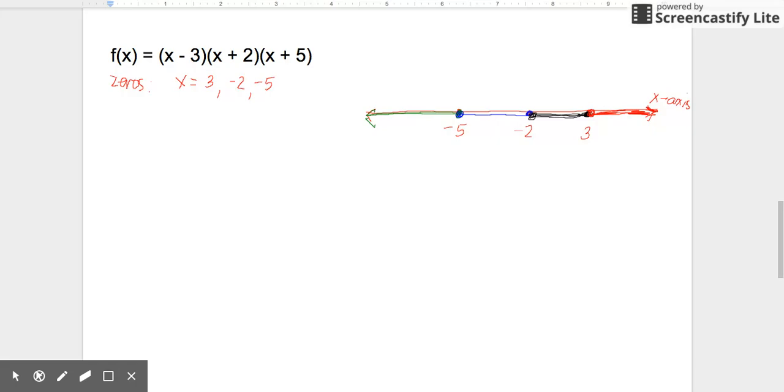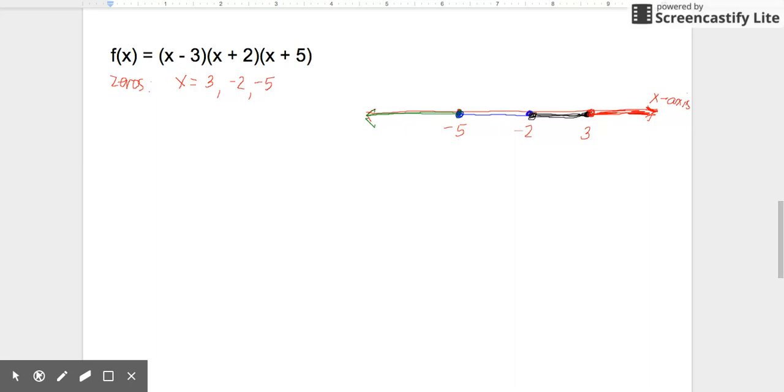Okay, so now how do we graph? We need to know what is the sign of the function in each interval. If the function is positive, then it will be above the x-axis. If the function is negative, then the graph is going to be below the x-axis. So in the green interval, we have to pick a number in this interval and plug it into f of x so that we can get the sign of f of x in that interval.